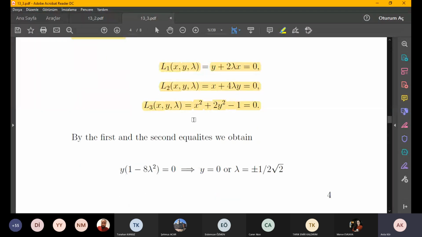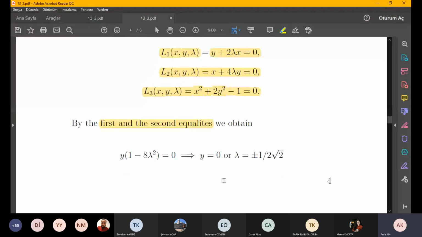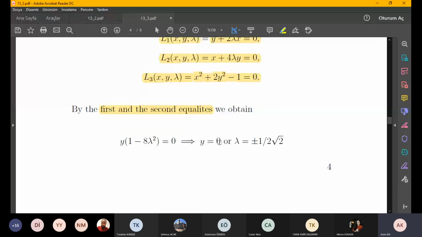So from the first two equations, we will try to solve L1 and L2 equals 0 together. And if we solve that, that gives y equals 0 or lambda equals plus or minus 1 over 2 square root of 2.